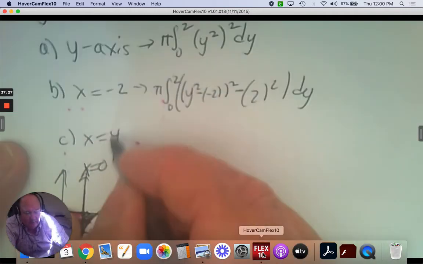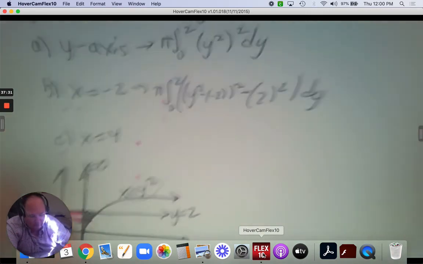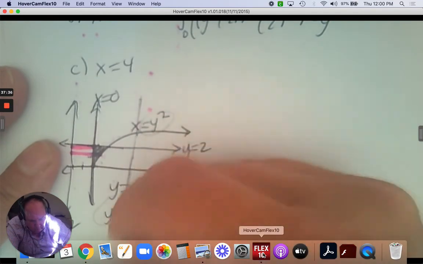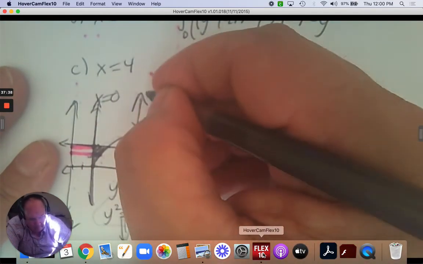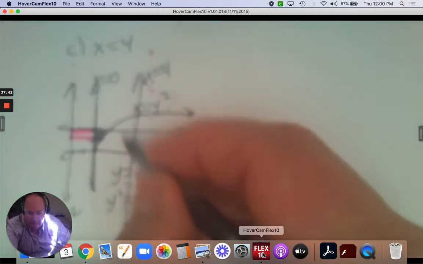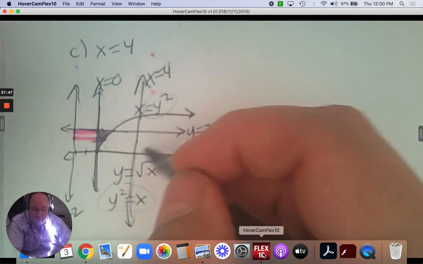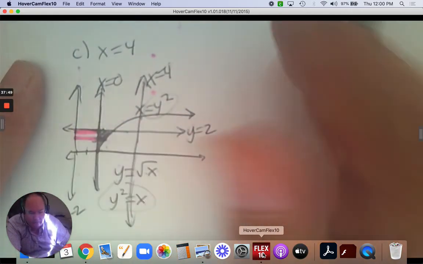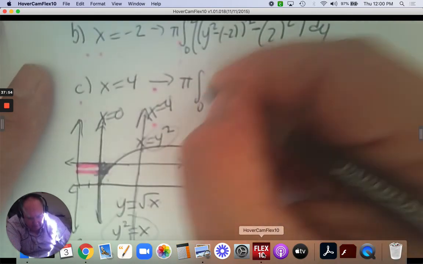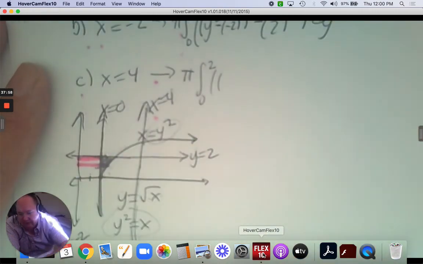All right, last one here, part C. Draw the line x equals 4. Again, it doesn't need to be to scale. But what you do need to recognize is when you draw the line x equals 4 that there's a space between the area you're revolving and the line x equals 4. Because there's a space, there's going to be two circles. So it's pi. It goes from 0 to 2. Those things haven't changed.